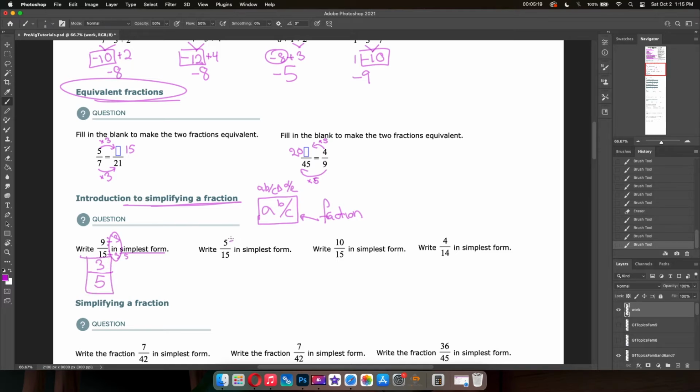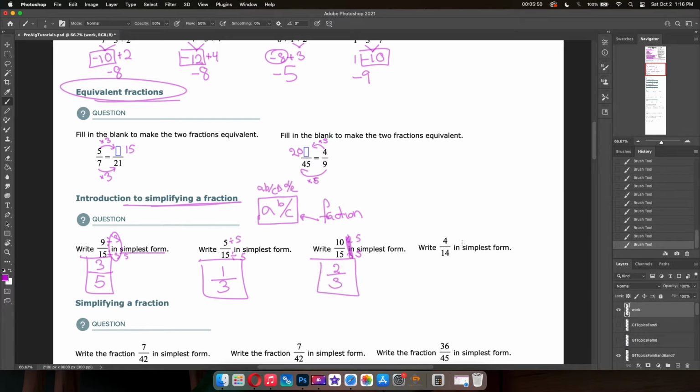Over here, 5 is only really divisible by 5. Is 15 divisible by 5? Yes. So what's 5 divided by 5? 1. What's 15 divided by 5? 3. Then for simplest form for 10 and 15, 10 has 2 and 5, 15 has 3 and 5. Obviously the 5s have it because they're the ones that are in both the numerator and the denominator. Ergo, 10 divided by 5 is 2. 15 divided by 5 is 3.